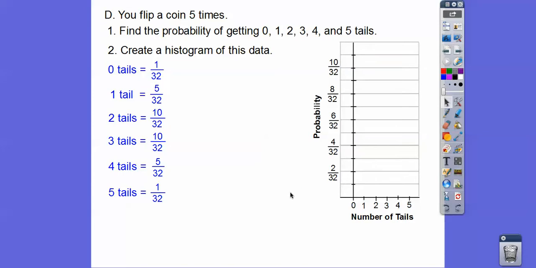All right, so now a histogram is where the bars are close to each other. So let's make a bar at 0 tails right here.